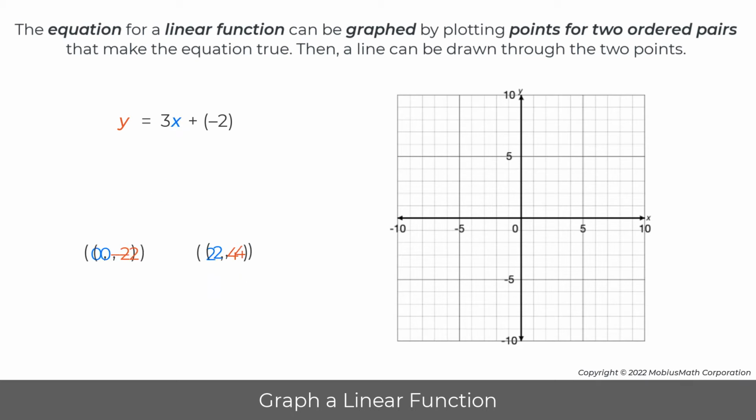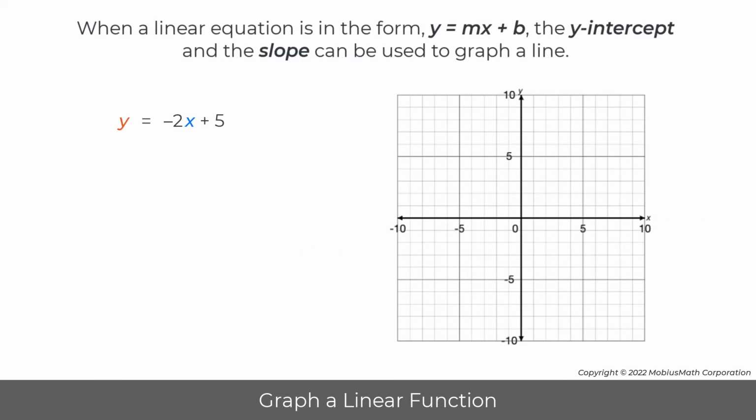Next, these two ordered pairs can be plotted on the coordinate grid. Then, a line can be drawn through the 2 points to graph this linear equation. This line is called the graph of this linear equation because every point on the line represents an ordered pair that makes the equation true. Note, the arrows on the ends of the line mean that the line extends beyond this coordinate grid. That is, there are ordered pairs beyond the coordinate grid that also make the equation true.